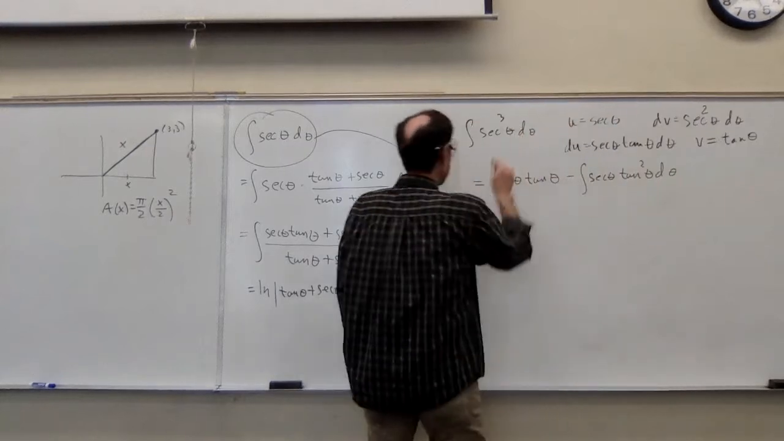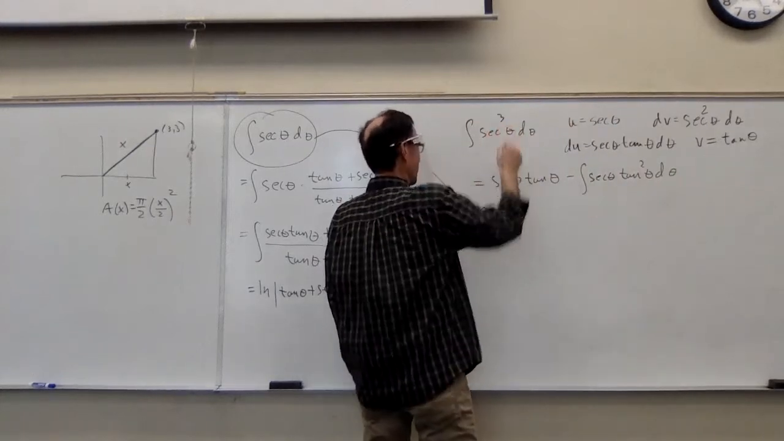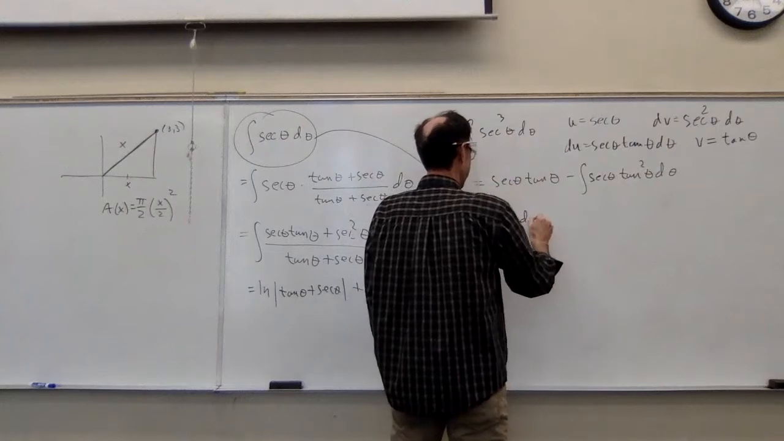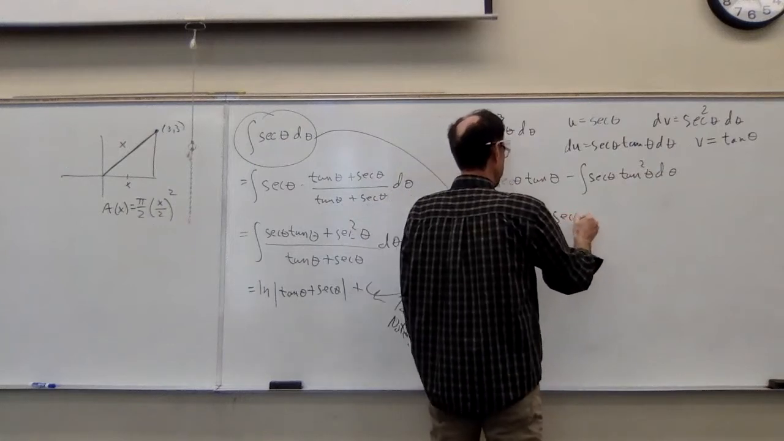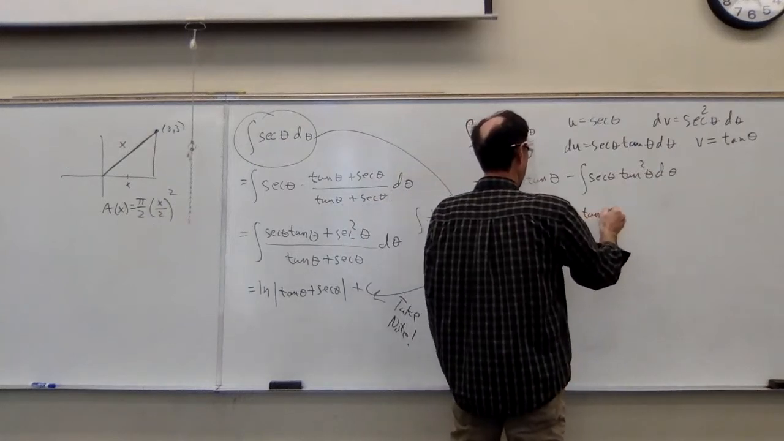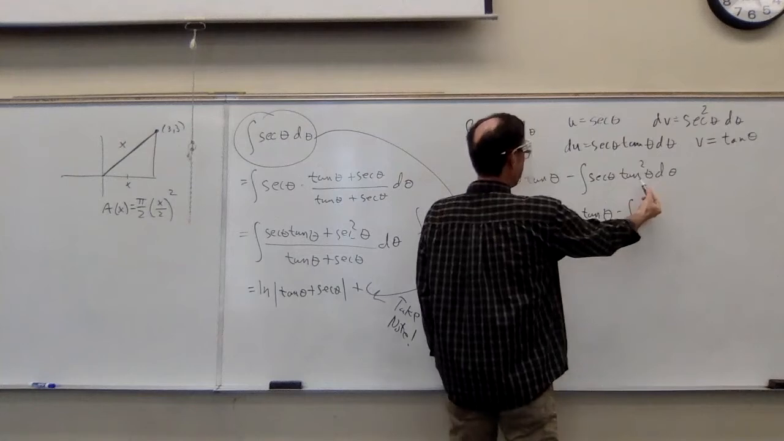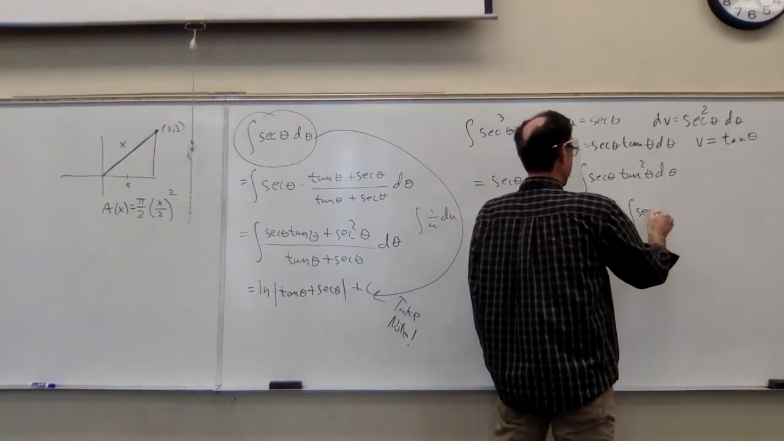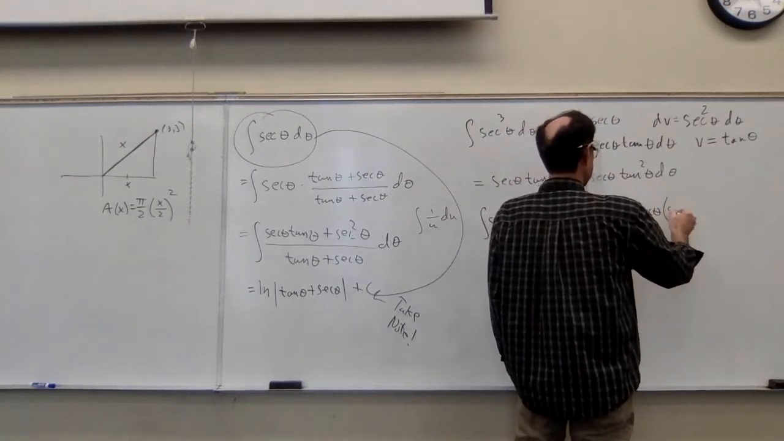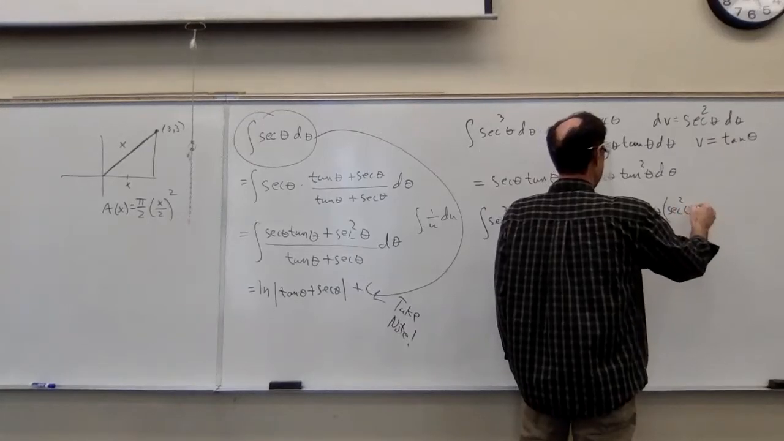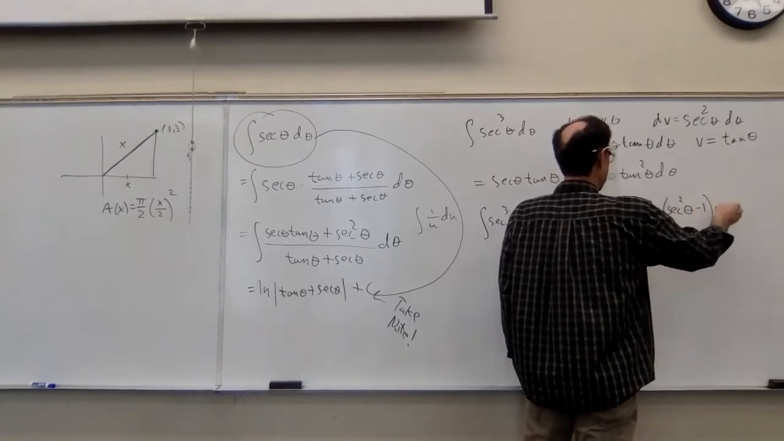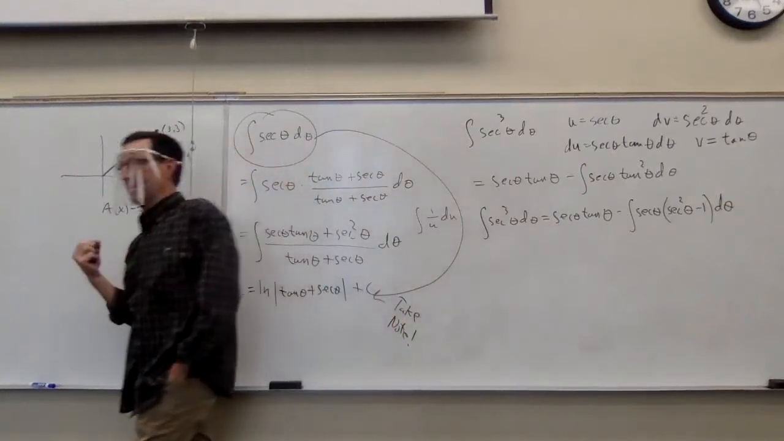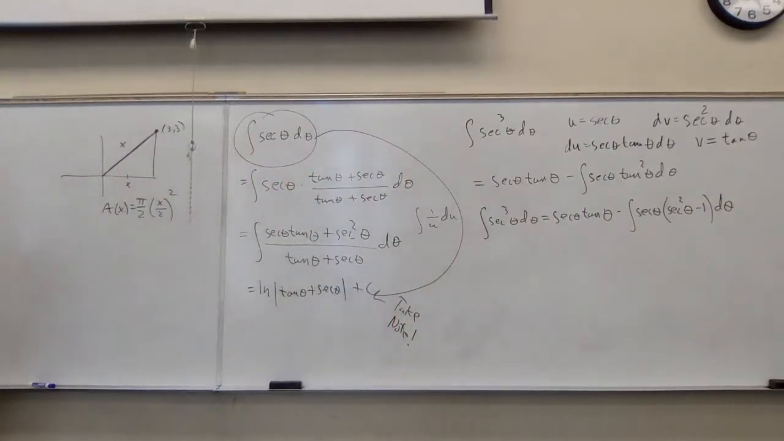The way this works out, I want to remind ourselves, this is where we started: the integral of secant cubed theta. And what we got is secant theta tangent theta minus the integral of secant theta tangent squared theta. What I'm going to do is replace tangent squared with the Pythagorean identity version of it, which is secant squared theta minus 1.